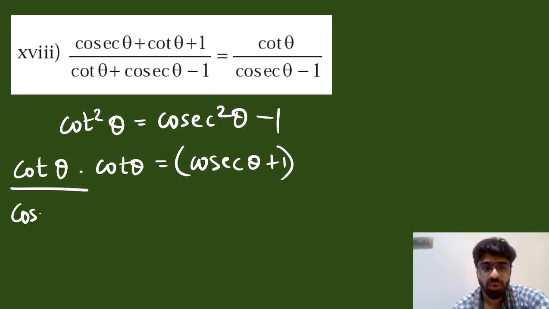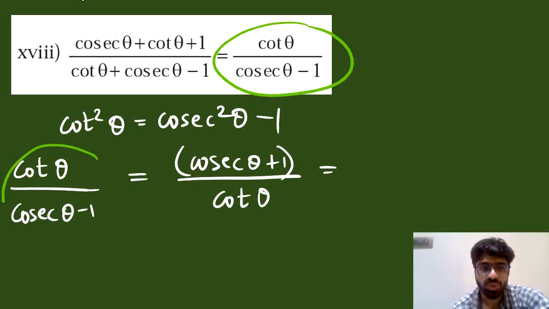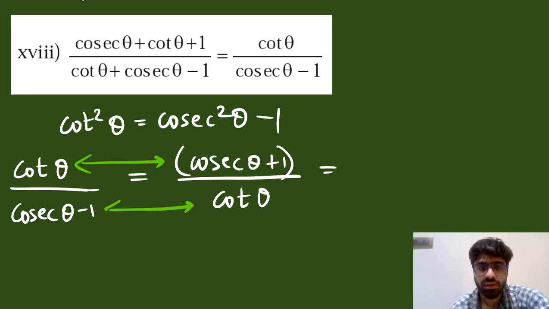So cot theta upon cosec theta minus 1, take that cot theta on the right, and you have upon cot theta right here. And yeah, we need to prove that this expression, well, the expression we have is basically this. So we need to prove that this expression is equal to something, and that expression is equal to this. So we can get this expression if in the numerator we add up the two terms horizontally.